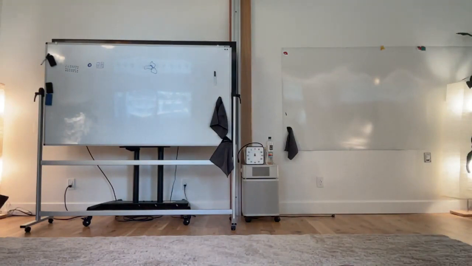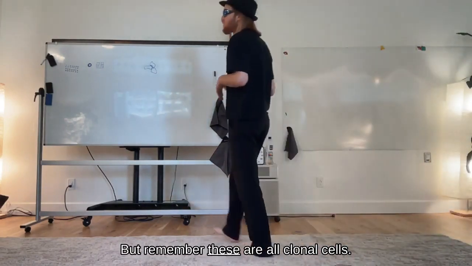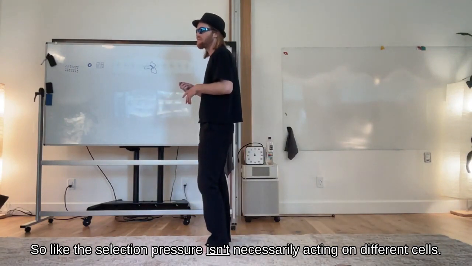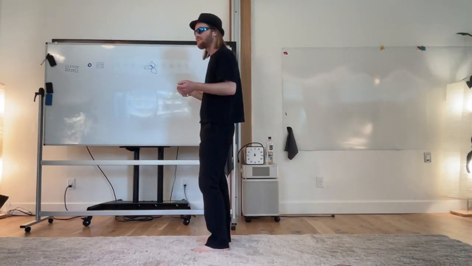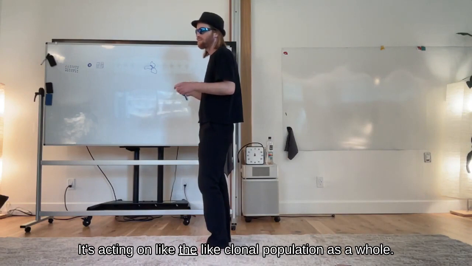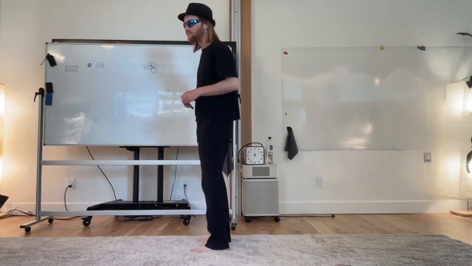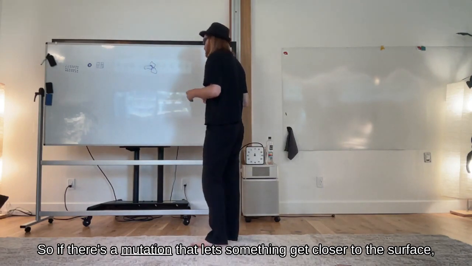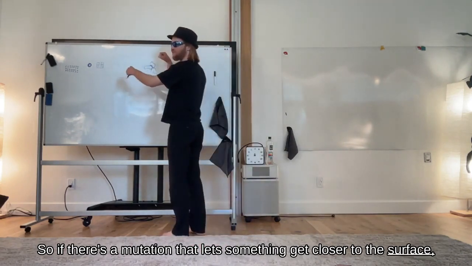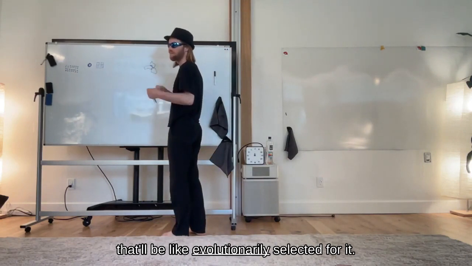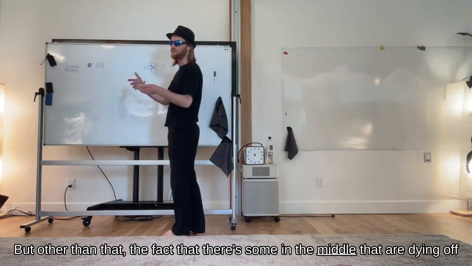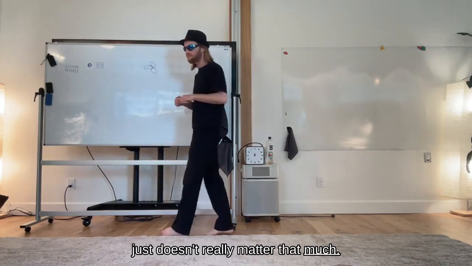Partly true, yeah. But remember, these are all clonal cells. So the selection pressure isn't necessarily acting on different cells. It's acting on the clonal population as a whole. So if there's a mutation that lets something get closer to the surface, that'll be evolutionarily selected for. But other than that, the fact that there's some in the middle that are dying off just doesn't really matter that much.